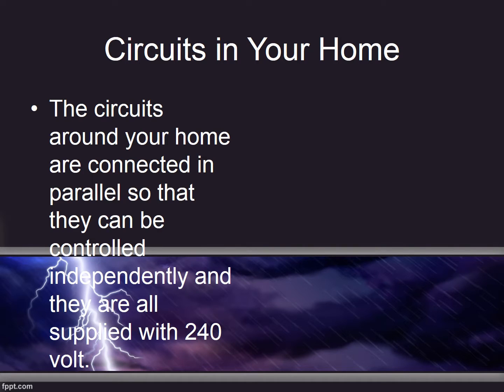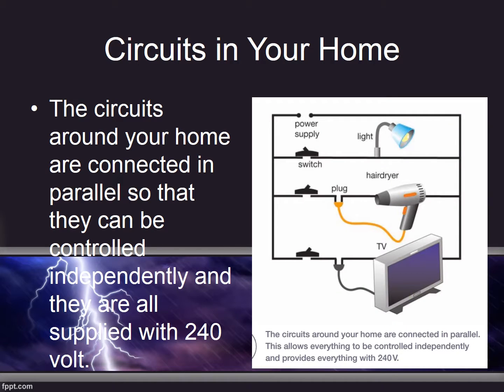Now, circuits in your home, it's interesting that circuits in your home are connected in parallel. So they can be independently controlled, and they're all supplied with 240 volts. So you can see at the top we have our power supply, and then there are parallel circuits going to the light, to the hairdryer, and to the TV. Each one of those is getting 240 volts, so it means that they'll work properly.